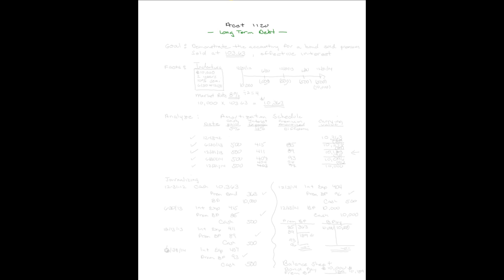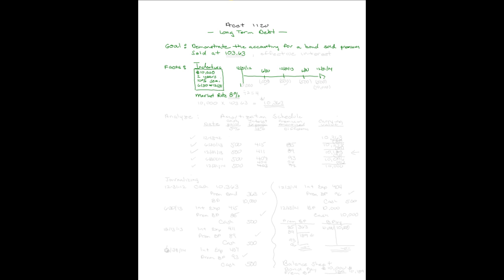Let's continue our discussion on bonds. My goal now is demonstrating the accounting for a bond sold at a premium. It sold at 103.63. Let's bring forward our facts, so I'm pretty sure you're good at them by now.